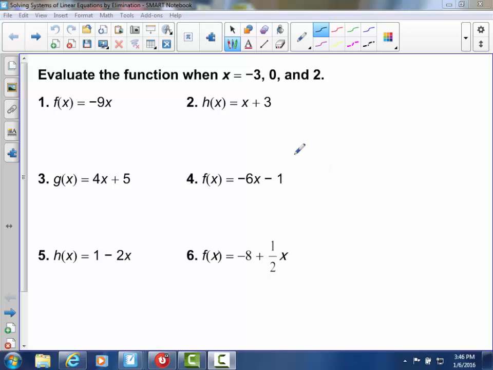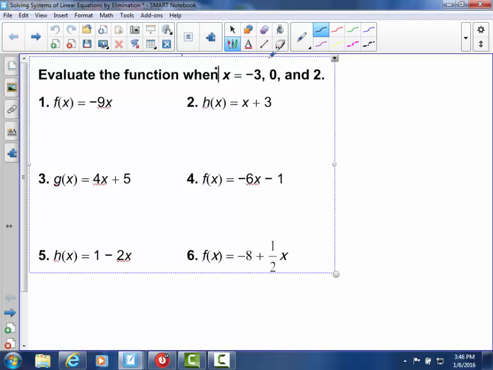What we want to look at first, though, is just a little review of function notation and how to evaluate a function. So just as a reminder, when it says to evaluate the function for a given set of values like this, instead of x, we're going to put in -3 where x is in the function.